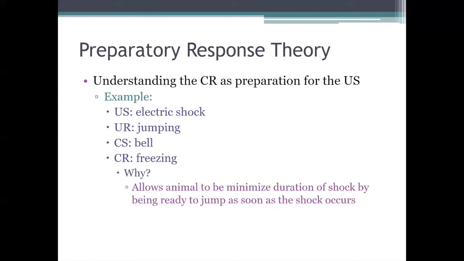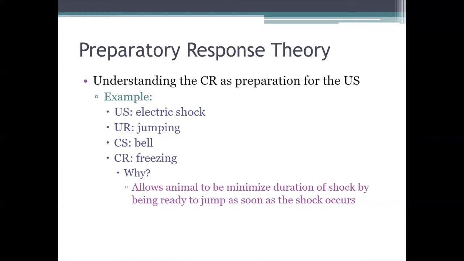Well, according to preparatory response theory, the animal freezes like that when it hears the bell because, again, it knows now that the shock is coming soon. It's learned to predict the shock. It's learned that the bell is a signal that the shock is on the way. And so it's all tensed up like that because it's getting ready for the shock.